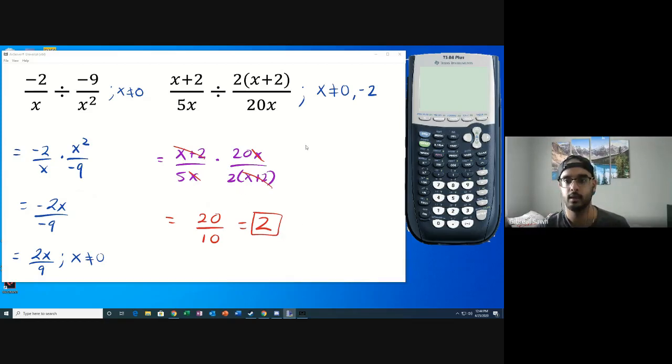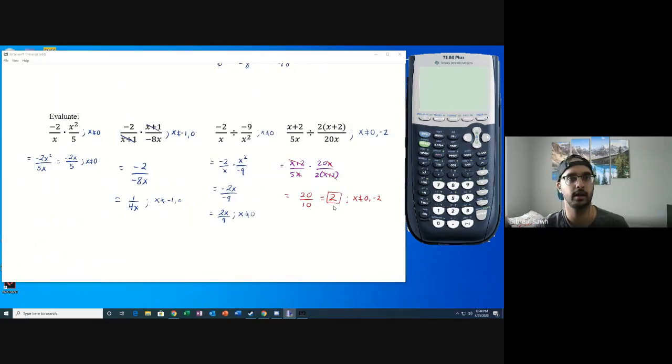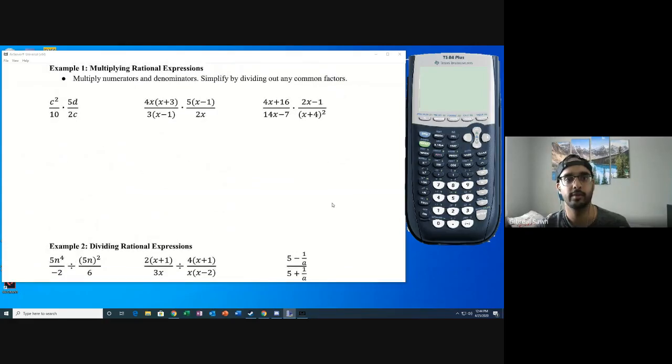Okay. And I still technically need those non-permissible values. x can't be 0 or negative 2, because if it is, I'm plugging it back into the original, and that's going to give us a problem. Okay, sometimes it simplifies just to a whole number, which is kind of nice. Okay, if you flip it over, we got another example here. Multiply numerators, denominators, simplify by dividing out any common factors. Essentially, that's what we did before.